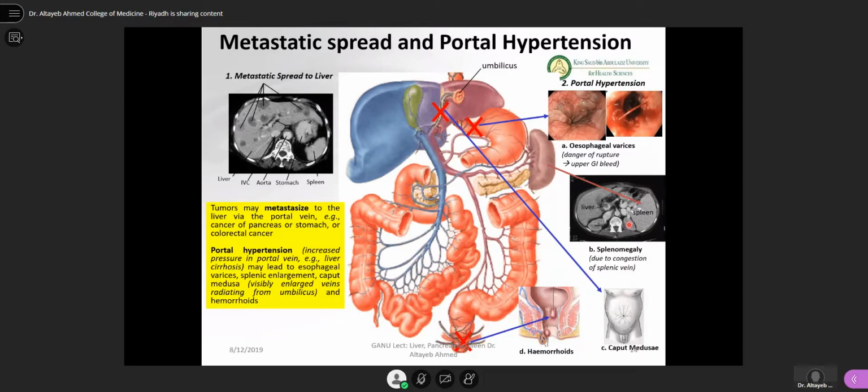As we spoke about in the umbilical region, you may have what we call caput medusae, and here we have hemorrhoids at the lower junction between the inferior rectal vein and middle rectal vein. The other one is the bare area of the liver, which also may have grossly distended veins.